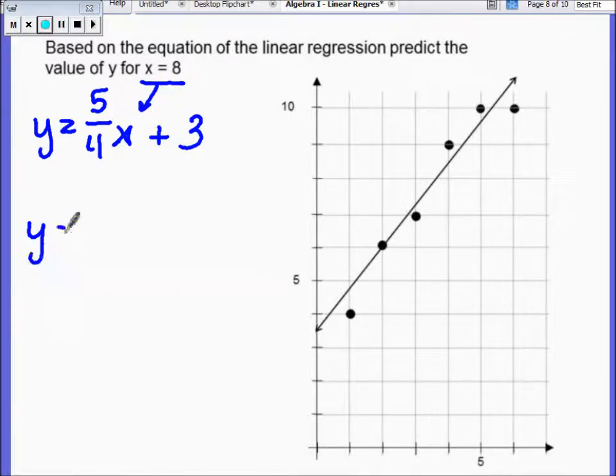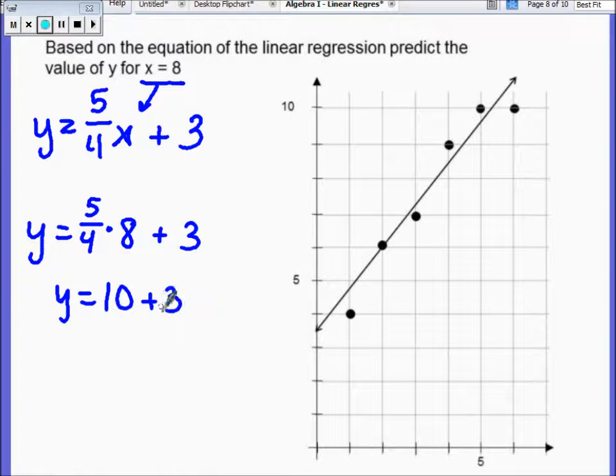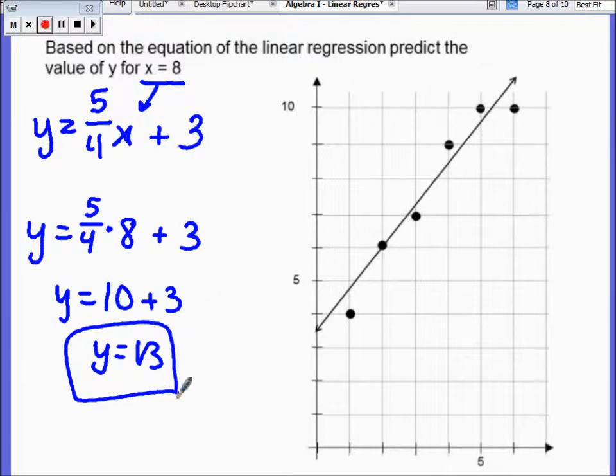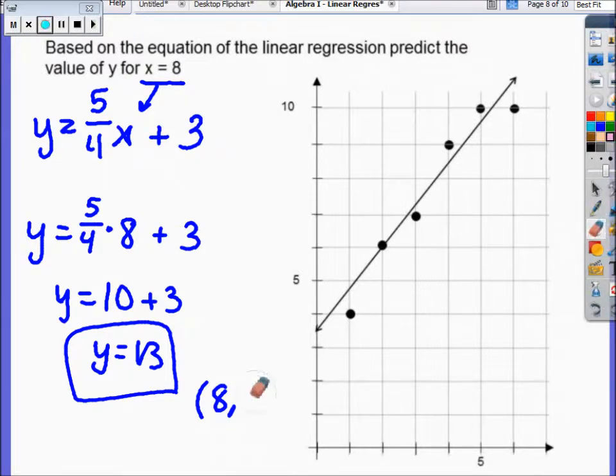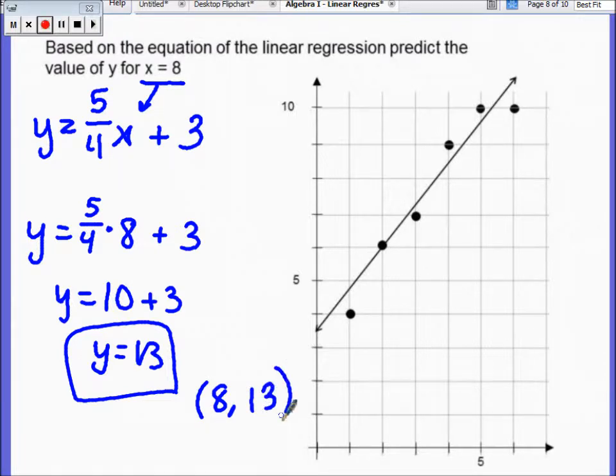So we're going to have y equals 5 over 4 times 8 plus 3. 5 over 4 times 8 gives us 10. 10 plus 3, so y equals 13. So when x equals 8, y equals 13, and we can think of that as an ordered pair if we want: 8, 13. Somewhere on our scatter plot, we would have an ordered pair at 8, 13. And hopefully it would either be right along or very close to our line of best fit.